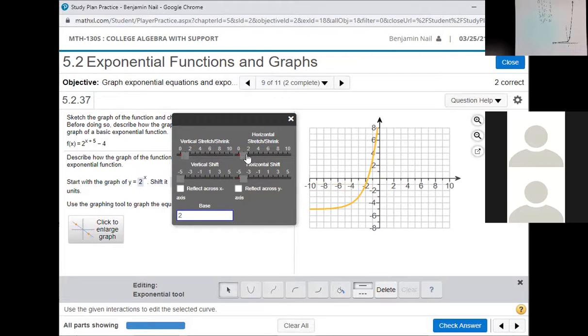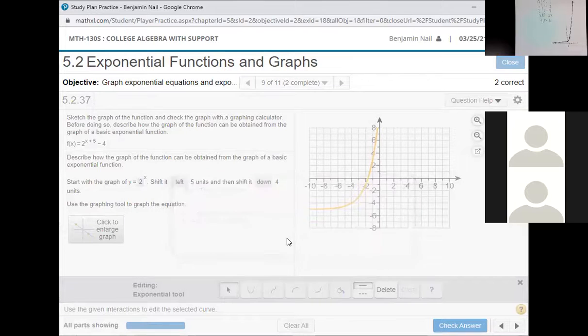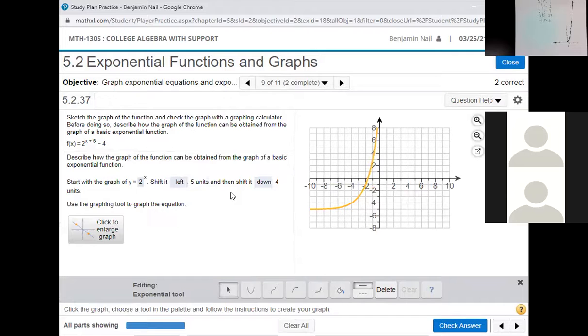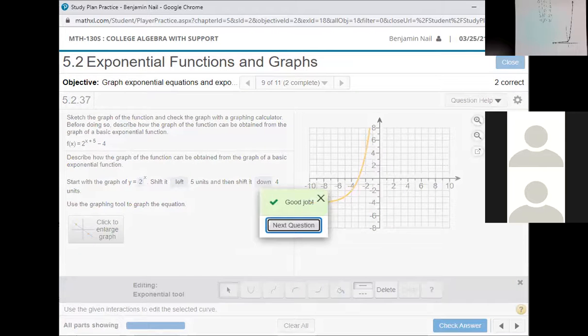Okay, and again, any vertical shrinking or stretching you would do from there, check your answer. Uh-oh. Did I go left 4, or what did I do? I should have gone left 5. Oh, I did, yeah, you're right, that said vertical shift. I'm a fool. Helps if you read. So vertical shift down 4, horizontal shift left 5. Thank you. If I can read, I do better. Now check answer, good job. It's like you actually read the question.